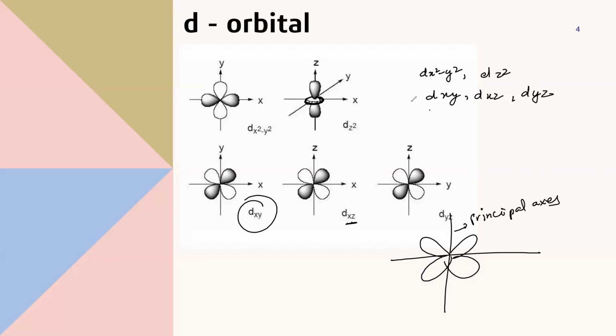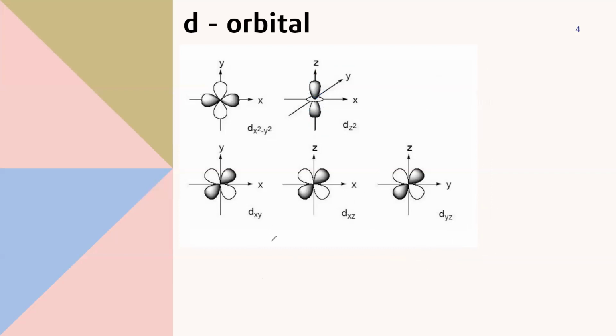Okay. For dx square minus y square, basically the lobes lie along the principal axis, which is xy. This is my xy principal axis. The lobes lie along the axis like this. And for the dz square orbital, it consists of two lobes along the z-axis with a ring in the xy plane. So here we have a ring. So this is my ring, which is along the xy plane, and the lobe is on the z-axis. Okay, I hope this is clear.